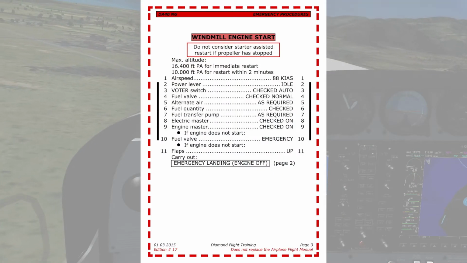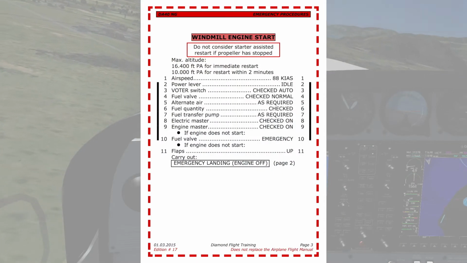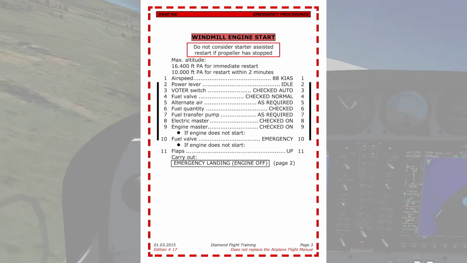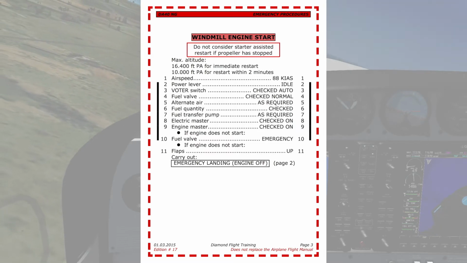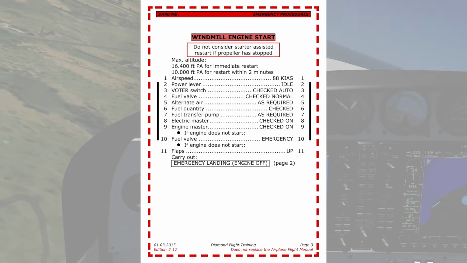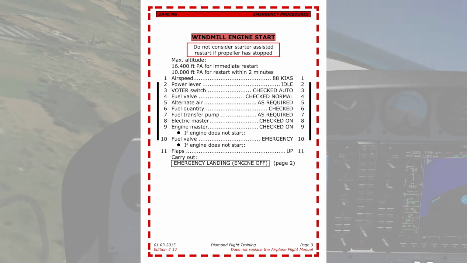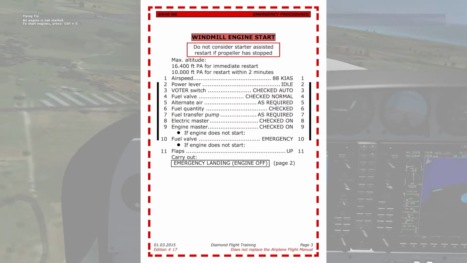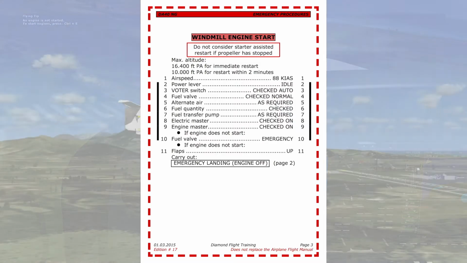Power lever. Idle. Voltage switch. Checked auto. Fuel valve. Checked normal. Alternate air. Open. Fuel quantity and fuel transfer pump. Check. Electric master. On. Engine master. On. Try to restart. If engine does not start, fuel valve switch to emergency.